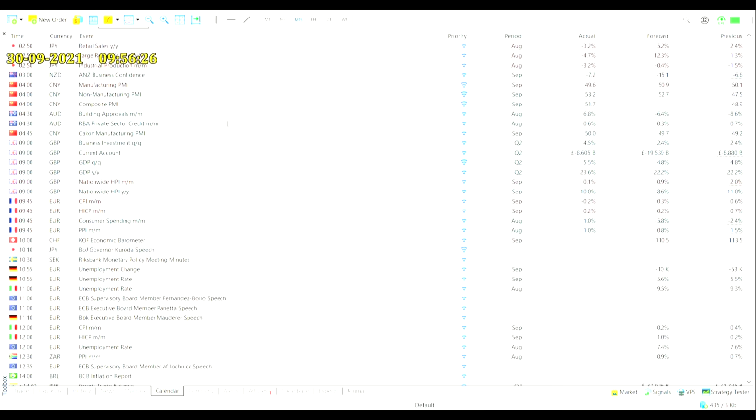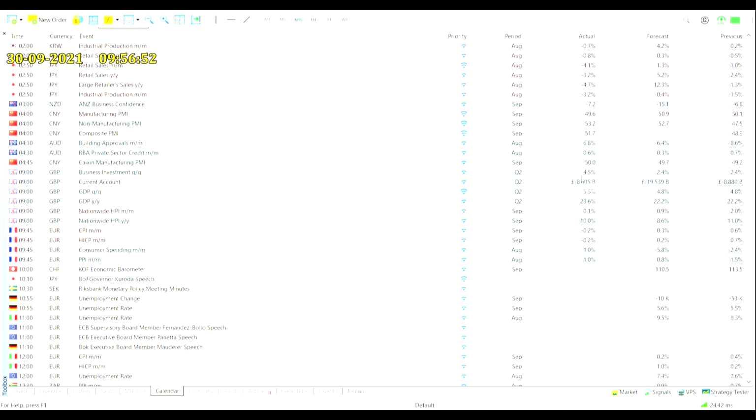We've already had some numbers in the European session, a few from the GBP. Business investment quarterly up 4.5%. That was forecast just at 2.4. Current account a bit better than expected as well. Negative 8.6 billion against negative 19. The big one though, GDP quarterly, and it is better than expected, 5.5% versus 4.8 forecast and 4.8 previous.